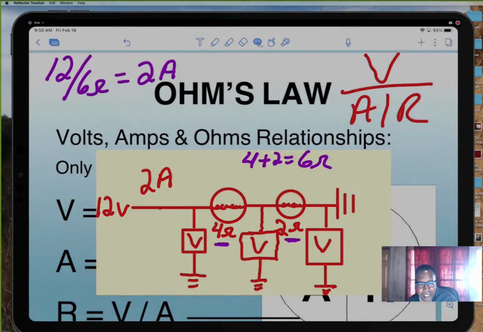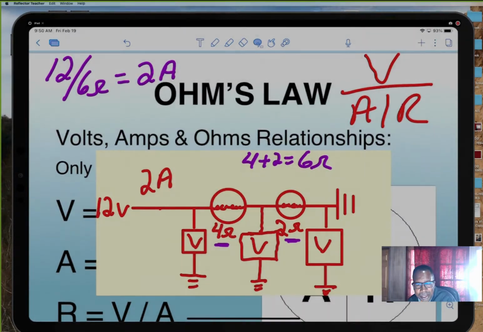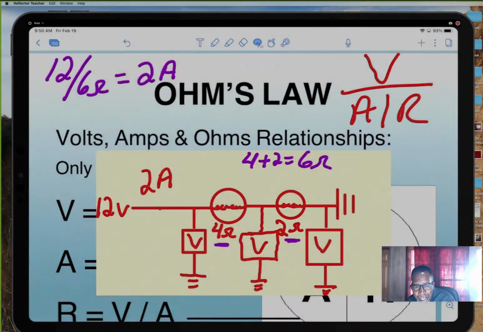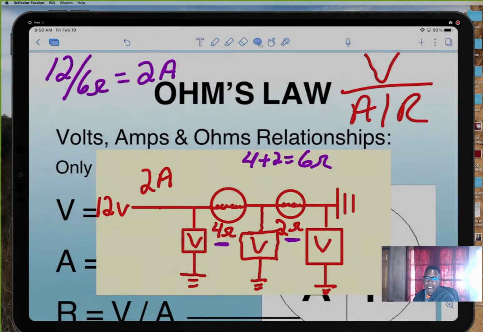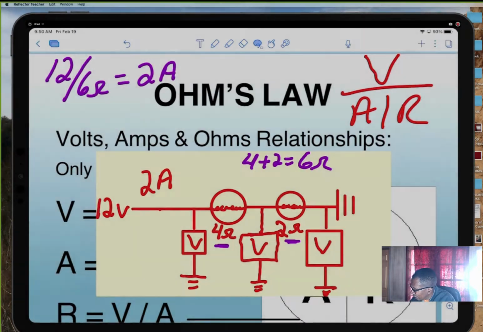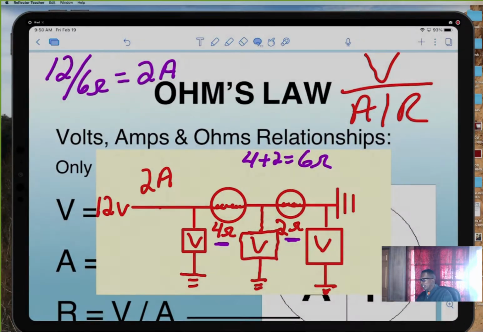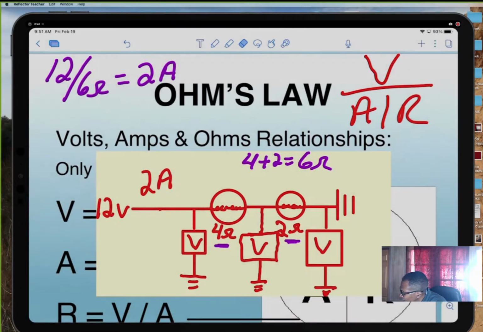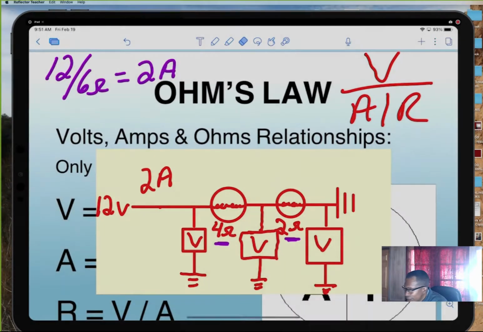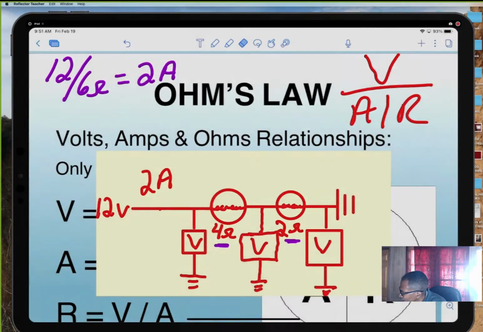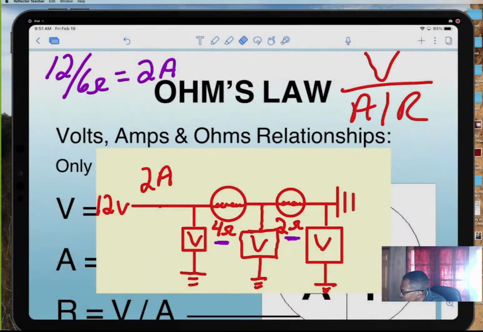Alright, so it's 2 amps in the circuit. Now I want to do a voltage drop across each light, each bulb. Basically, what I want to do is see how much voltage is being used up across each load device. In this case, each light bulb.